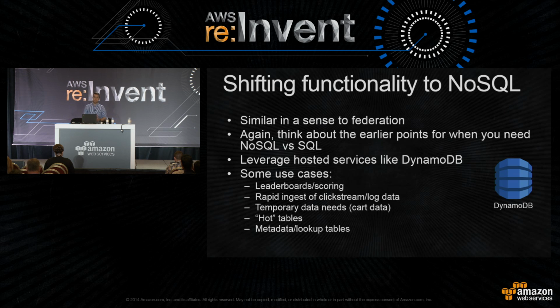Rapid ingest of things like clickstream data. Maybe we're gathering records from our users very, very quickly from a mobile application, right? Where are we going to store that data? DynamoDB or other non-relational databases make a lot of sense here. Temporary data needs, so for instance, cart data.